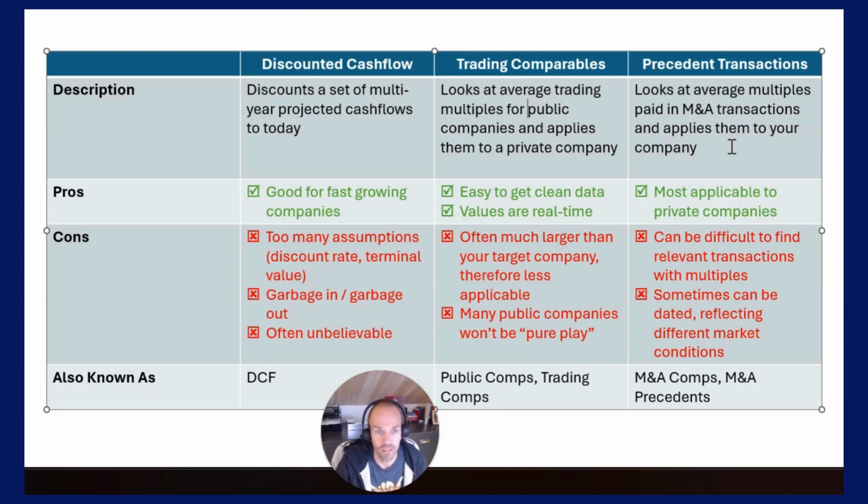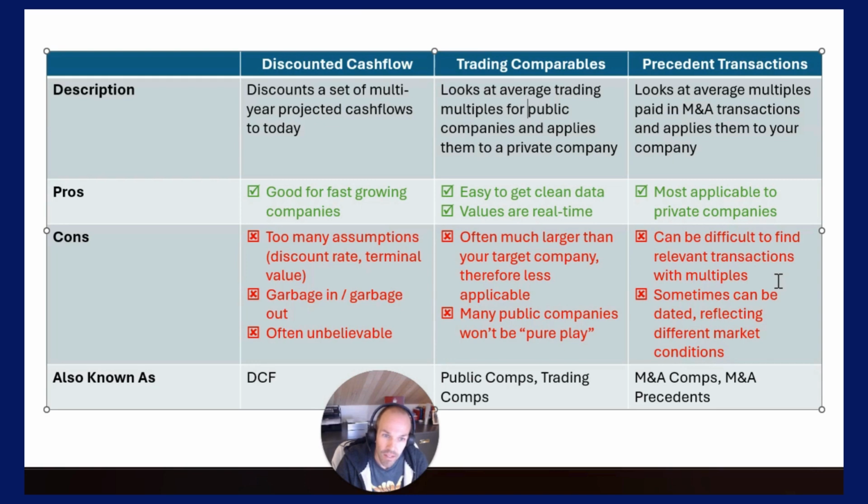We'll get into more of this in a follow-up video, but it's a good way of looking at relevant transactions in your space and applying those multiples to your business. It's definitely the most applicable way to value a mid-market or smaller private business, rather than looking at public comps. It's the one that in the M&A business we use the most to approach valuation.